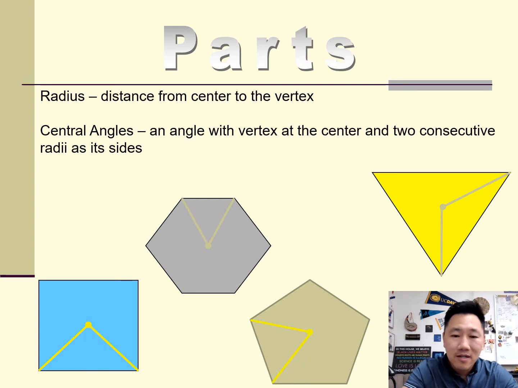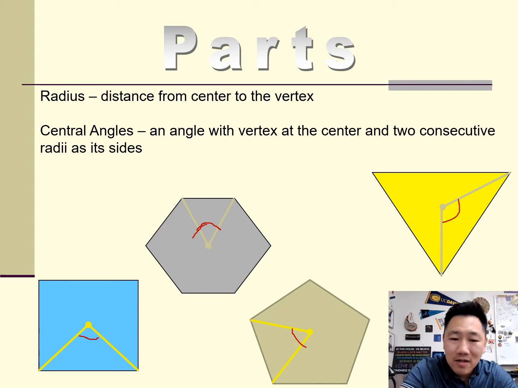Central angles. When you put two radii together, they make a central angle. It's the angle with its vertex at the center and two consecutive radii as the sides. So this is called the central angle. I'll draw it in. And how do we find the central angle? How big is it? What do you think?